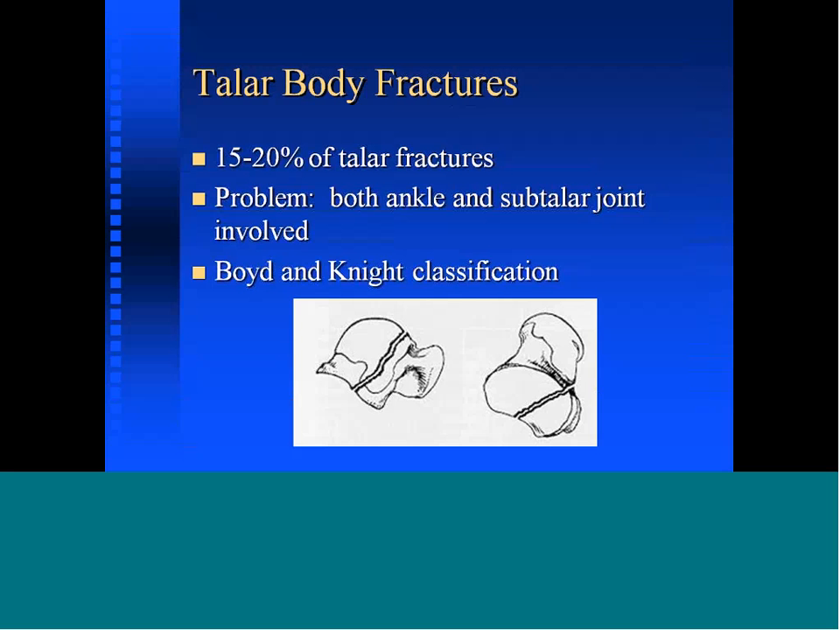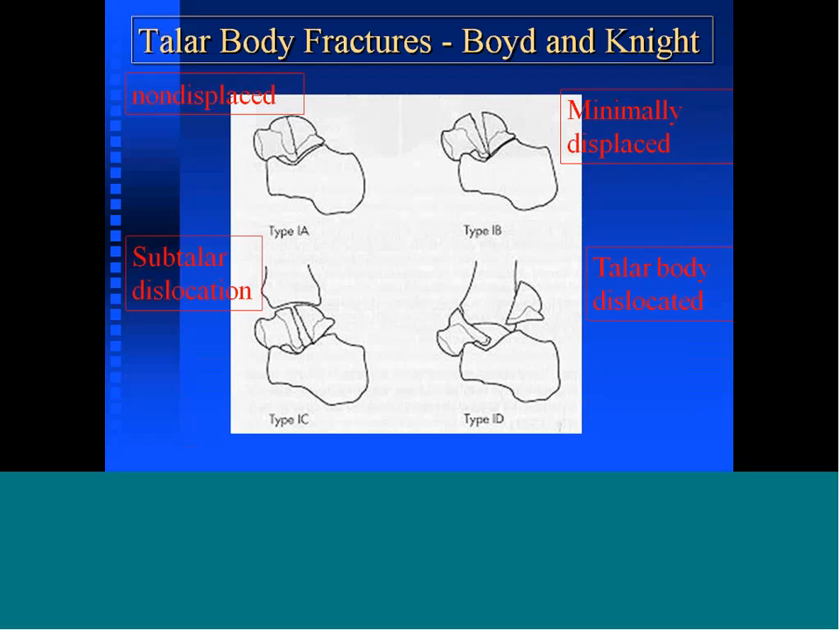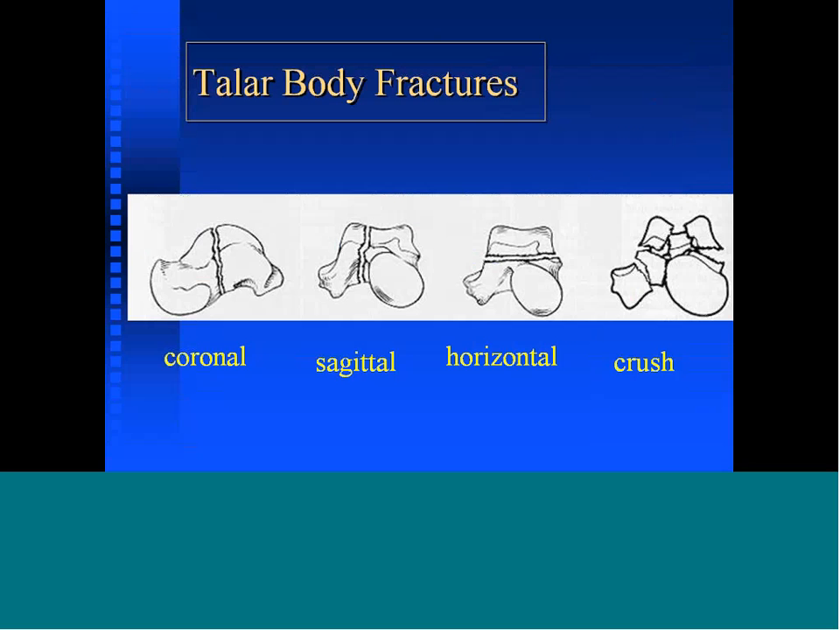We classify talar bodies based on the Boyd and Knight classification or some scheme thereof. And you'll see in this particular classification scheme you have type 1A, B, C, and D. The type 1A being the non-displaced one. The type 1B is that is minimally displaced. The type 1C is one that involves some degree of subtalar subluxation or dislocation. And then the type D is, of course, the most severe, and that's when your talar body is actually dislocated. If you think about this, it follows very closely that of the Hawkins classification that we know for the talar neck fractures.